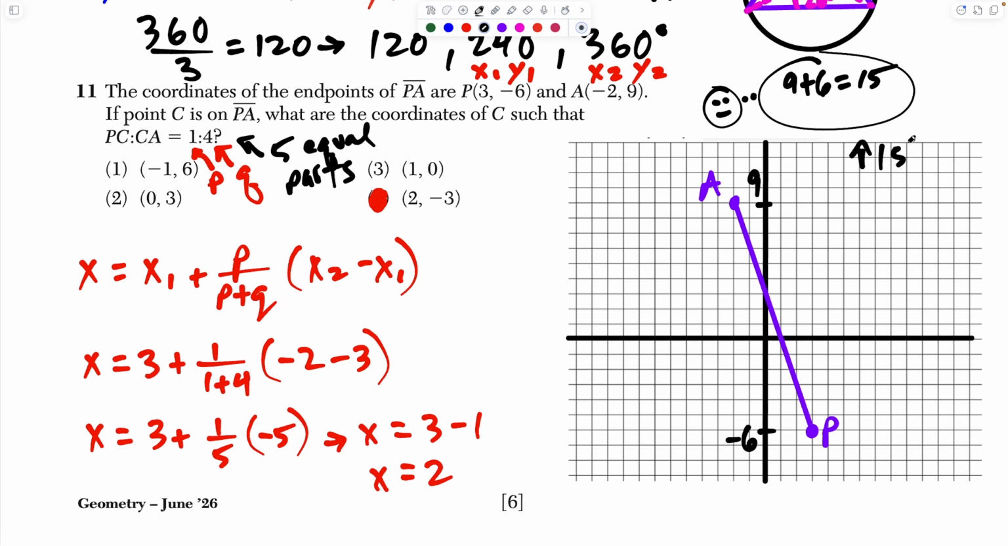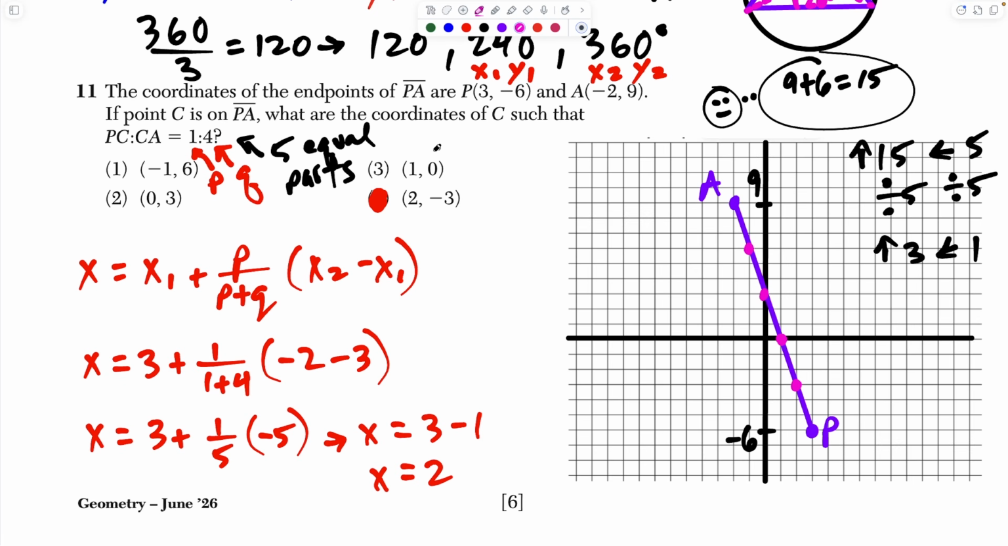So I'm going up 15, and then I'm going to the left 1, 2, 3, 4, 5. But if I have 5 equal parts, I'm going to divide each of these by 5. And that tells me I could also go up 3 and to the left 1. And watch what happens when I do that. So I go up 1, 2, 3 to the left 1. Up 1, 2, 3 to the left 1. Up 1, 2, 3 to the left 1. And then up 1, 2, 3 to the left 1.